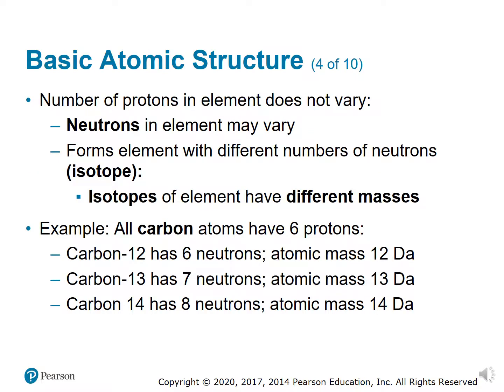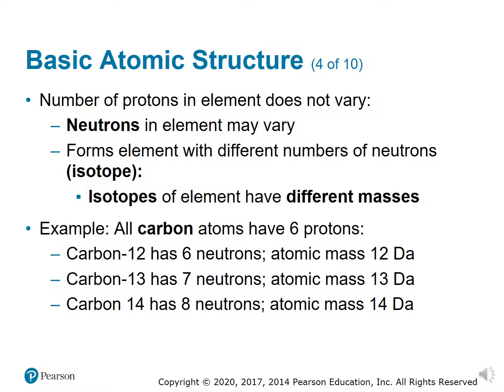Now, surprisingly enough, the number of protons in every element does not vary, but the number of neutrons and actually the number of electrons can vary. When the number of neutrons starts to change, we call that an isotope. Iso means similar. It's not identical, it means similar. So it's the same element because the number of protons is the same, but the neutrons are different. And because the number of neutrons is different, then the atom has a different mass.